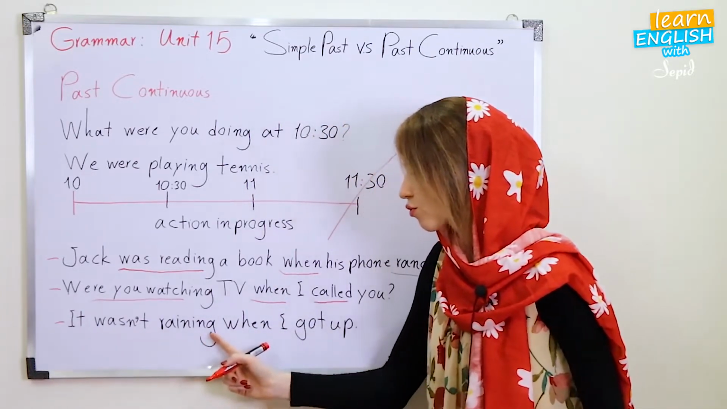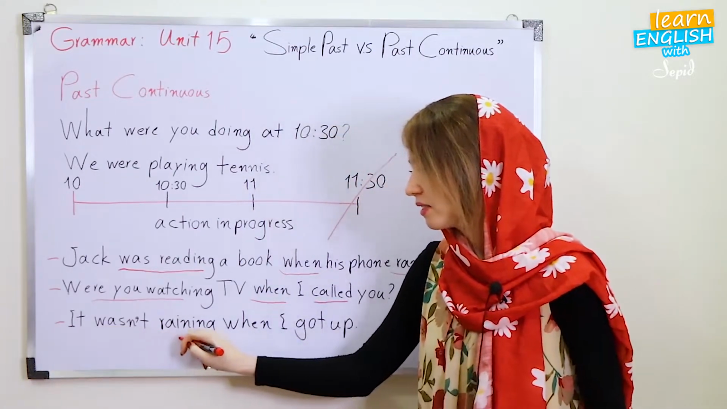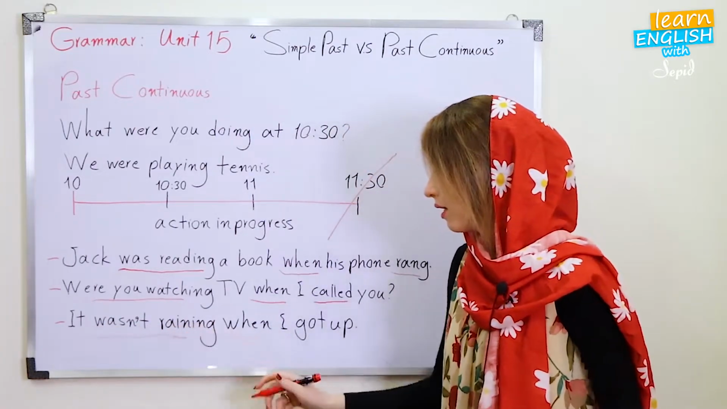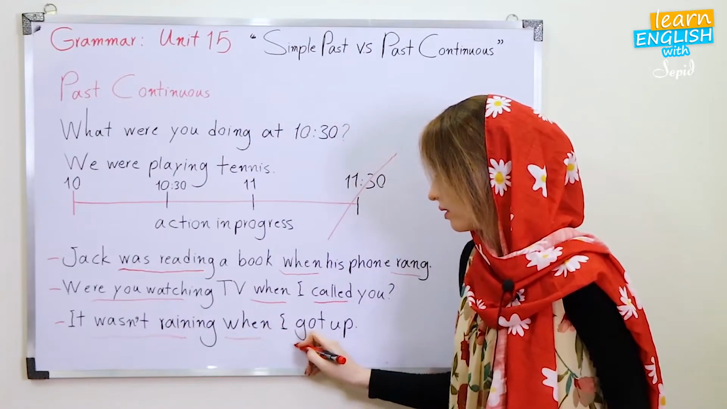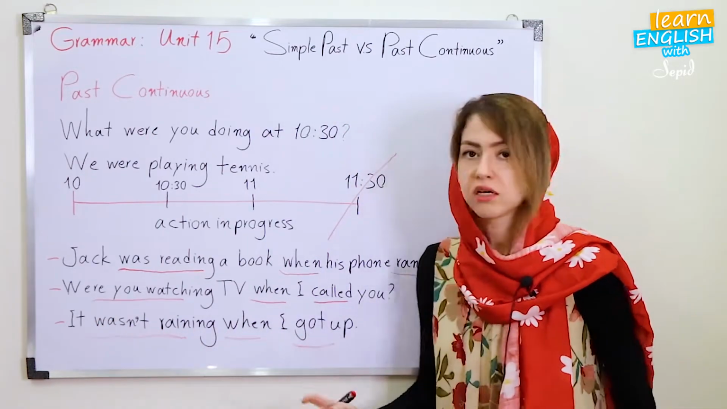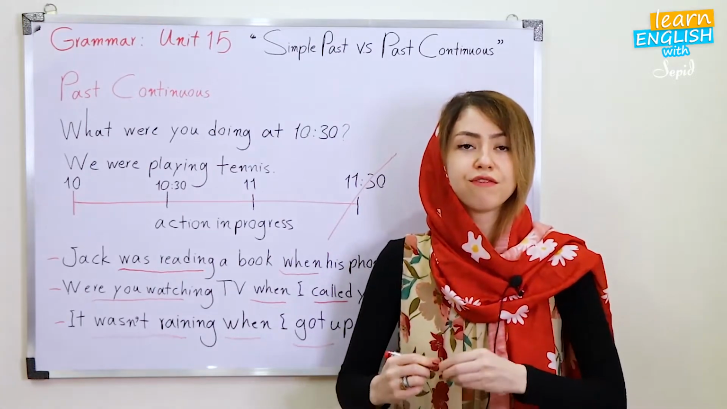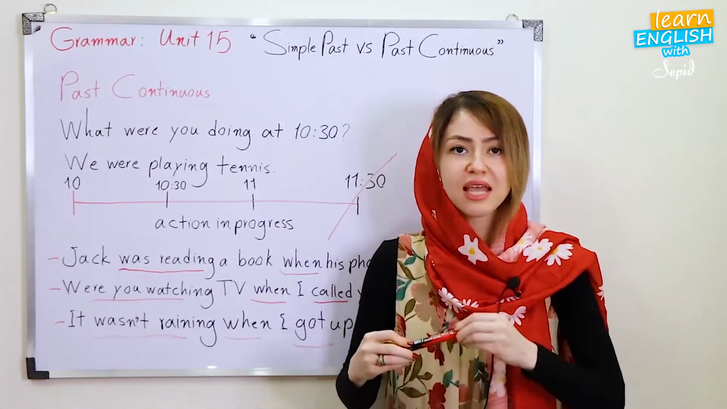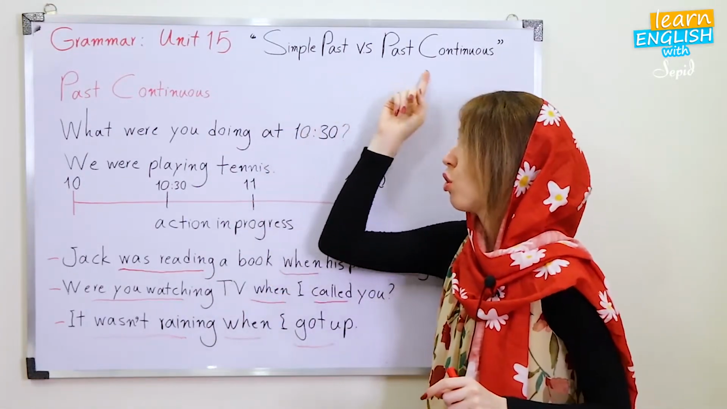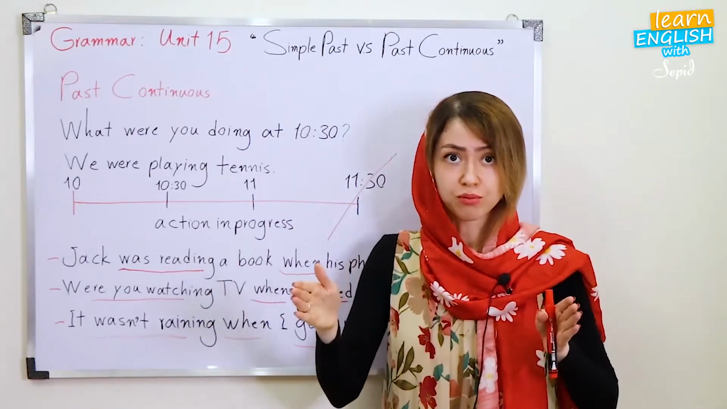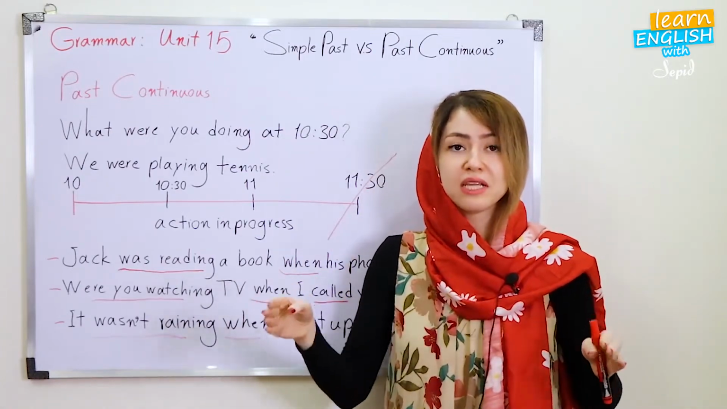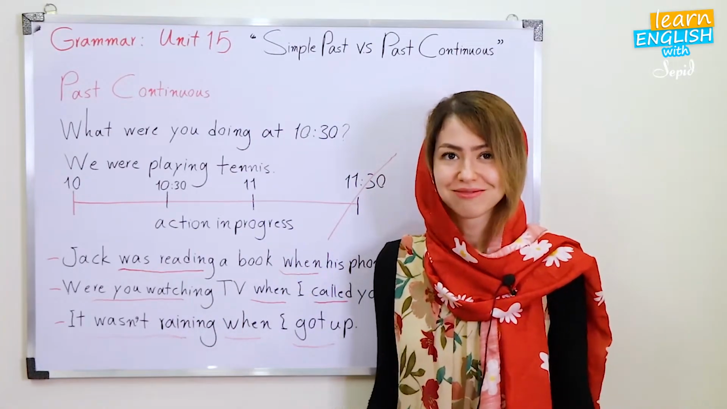Here, it wasn't raining. Again, past continuous. Past continuous plus when plus simple past. It wasn't raining when I got up. So this is a simple formula in order to use both tenses in a sentence. Remember, past continuous shows the action in progress, but simple past shows the action which interrupts that, or a completed action. That was all about it.